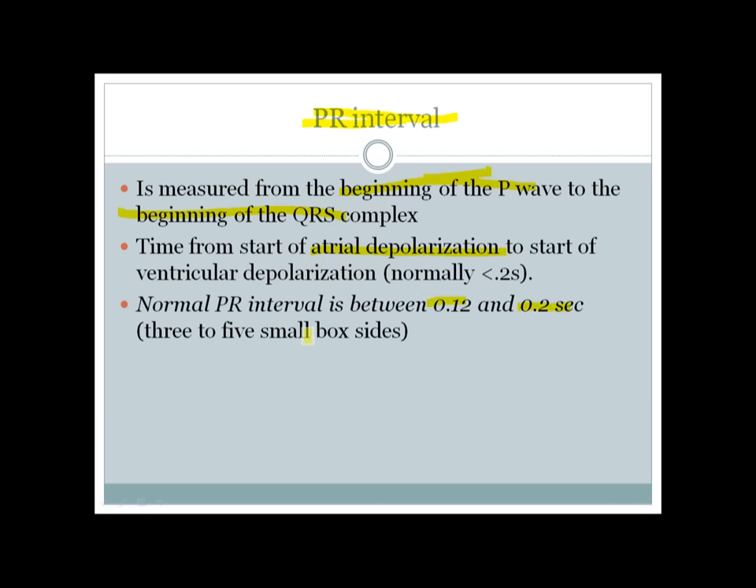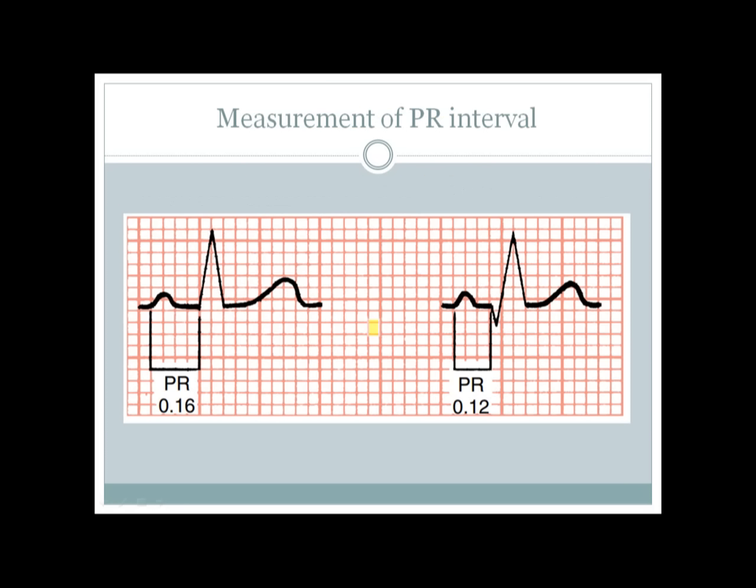In a typical ECG graph paper, it will take about 3 to 5 small box sides. So I will explain later how this came. And here you can see that this is the start of the P wave, and this is the start of a QRS complex, and in between this time is called a PR interval. And here you can see it occupied about 4 boxes, which is about 0.16 seconds, and another one is also put here.